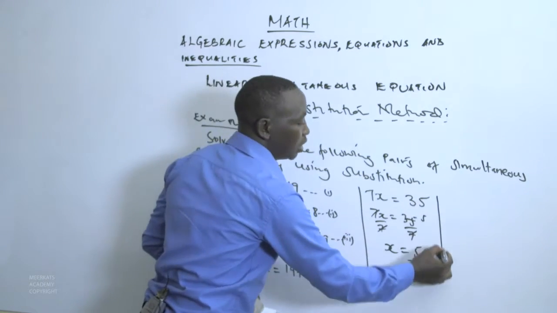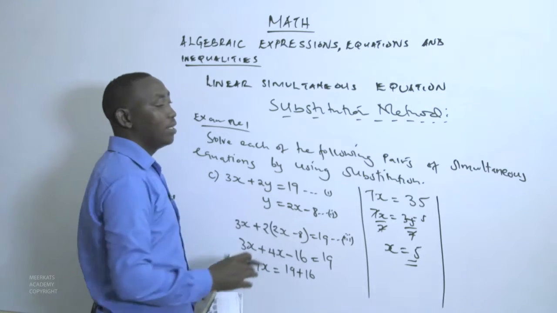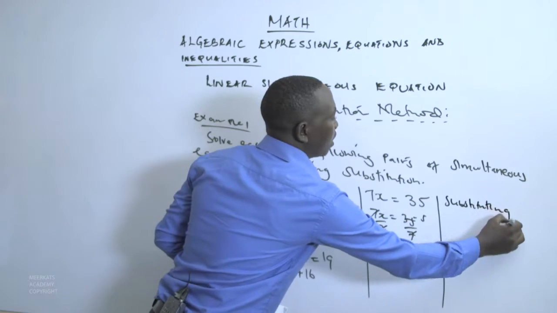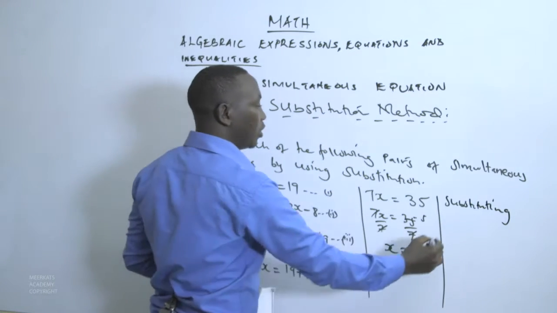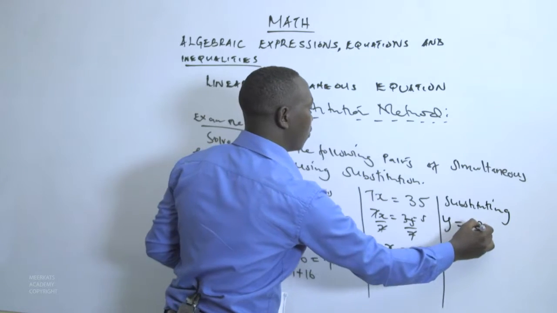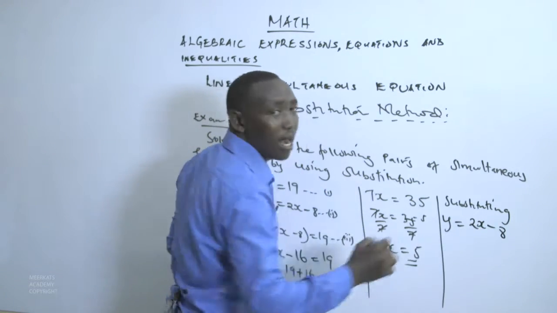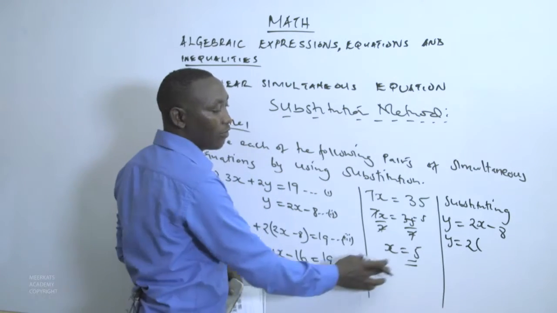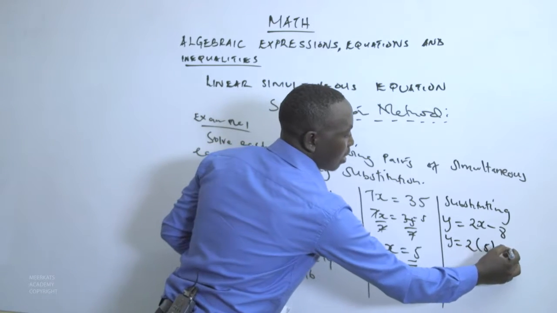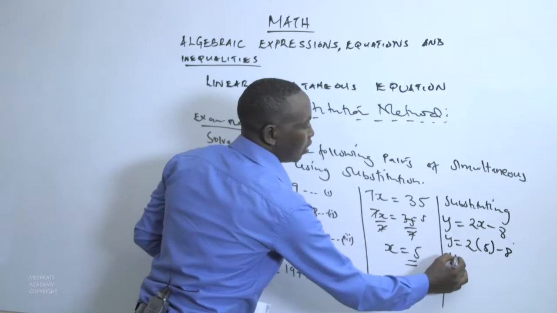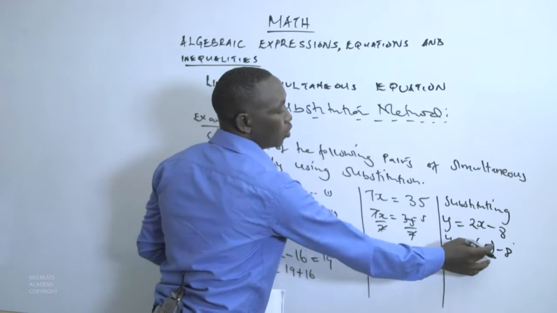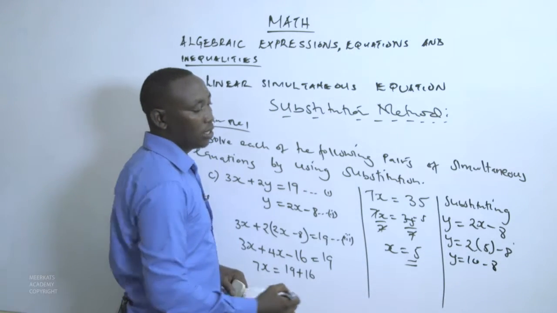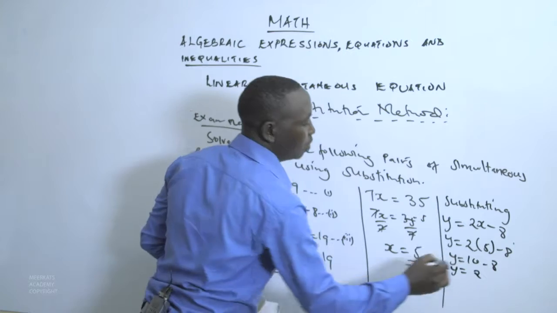And therefore, we need to substitute the value of x in the second equation. When you substitute in the second equation, we're going to get that y was equals to 2x less 8. So this will be y is equals to 2 times the value of x, we have found it to be 5, minus 8. This will give us that y is equals to 2 multiplied by 5 is 10. 10 minus 8 is 2. Therefore, y is equals to 2.